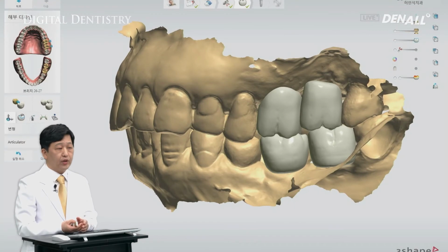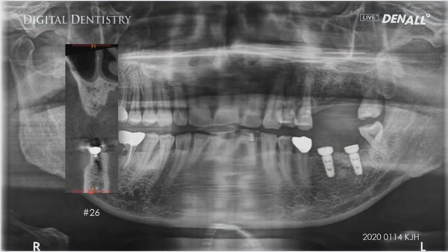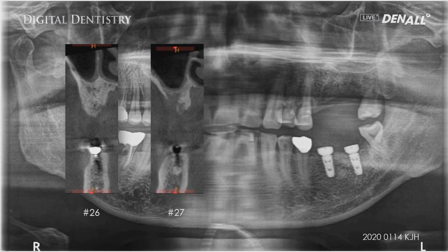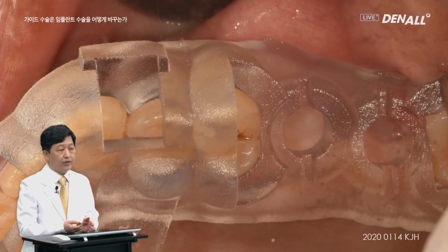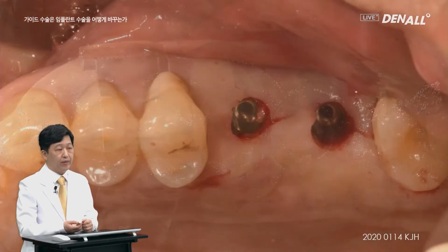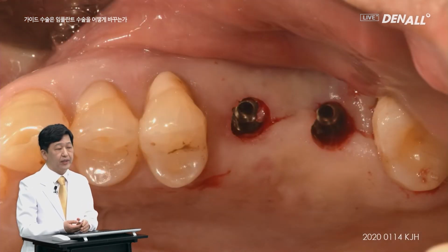Using guide program, implant placement position is determined using top-down principle. As shown, if you look at the bone quality, number 26 has normal bone width and height. However, in number 27, buccal bone is not fully healed. Guide is used, soft tissue is removed, and implant has been placed.